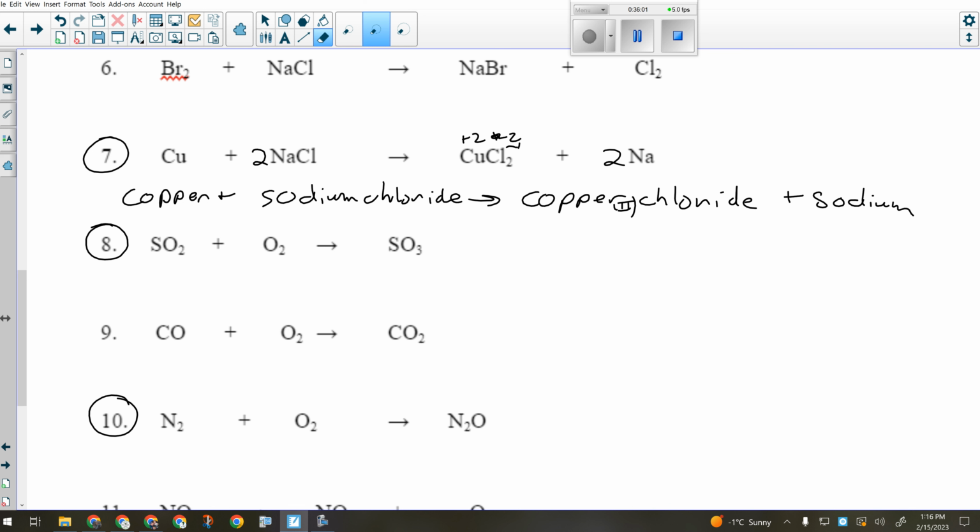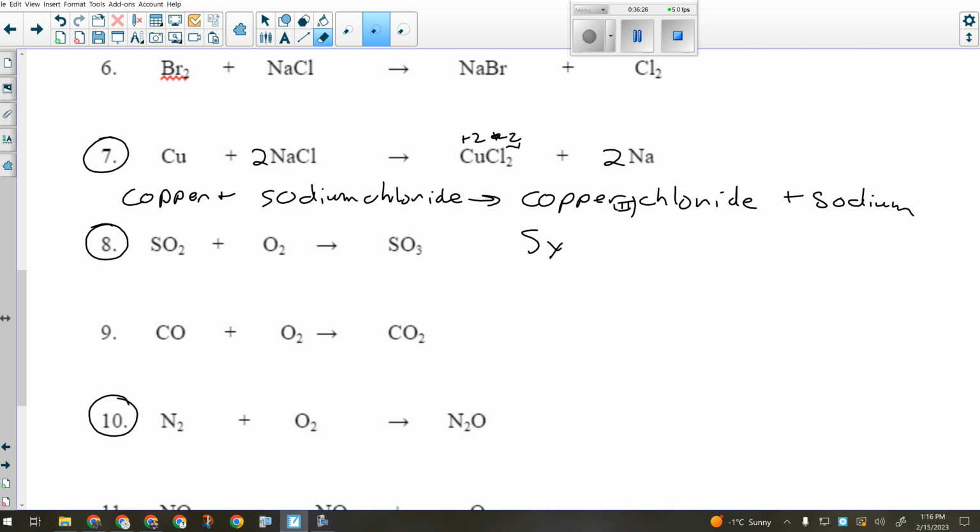All right, now number 8. How many people have got it written out, but just can't make it balance? Okay, that's kind of what I thought. It's a tricky balance. Let's do the other 2 parts first. So, looking at the type here, I've got 2 things combining to form only one thing. What pattern does that generally look like? It's a synthesis reaction. Anytime you only have one product, it's a synthesis reaction.